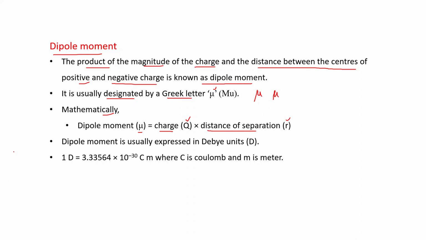And dipole moment is usually expressed in debye units. Debye is the unit of dipole moment and its symbol is capital D. 1 debye is equal to 3.33564 into 10 to the power minus 30 coulomb meter. C is the coulomb, M is the meter.